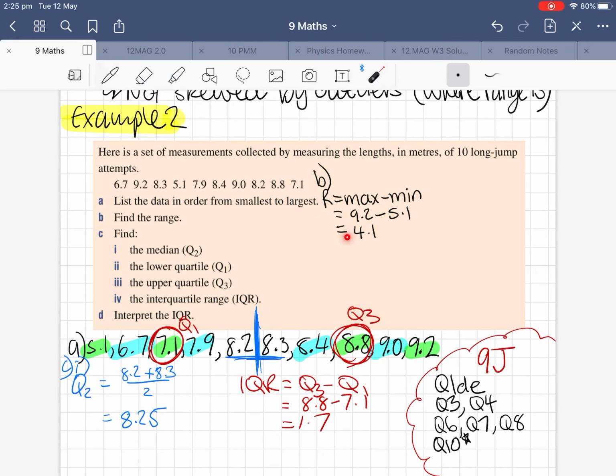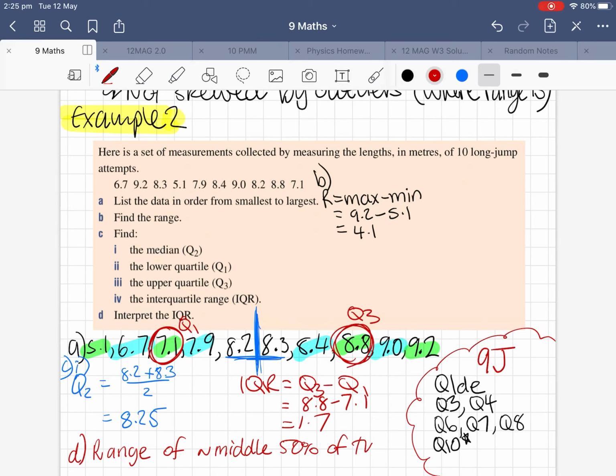And you can see here that this value is much smaller than the actual range. And the cool thing is that if I consider 7.1 and 8.8, in this example, it's about the 50% of the data set, especially if I consider these four values here. So really, if I want to interpret my interquartile range, which is D, I could say it's the range of approximately the middle 50% of the data set. So that's how I would interpret that.